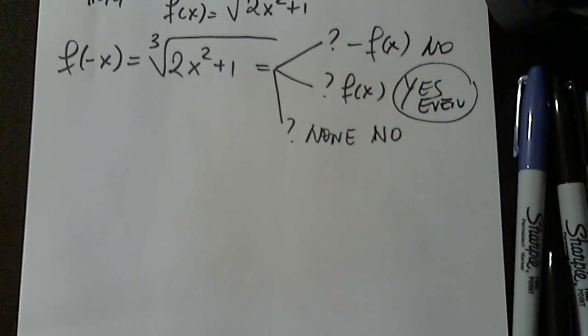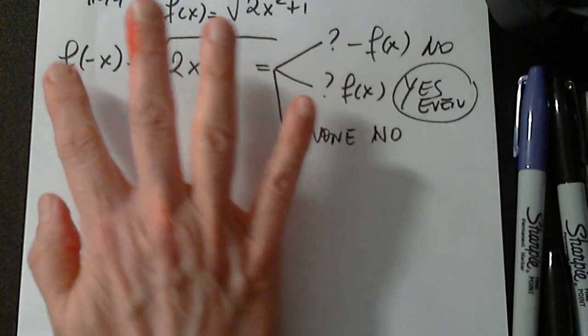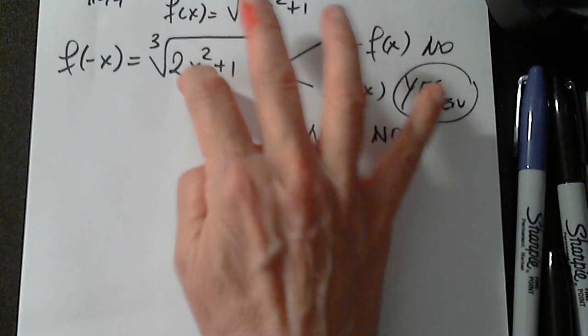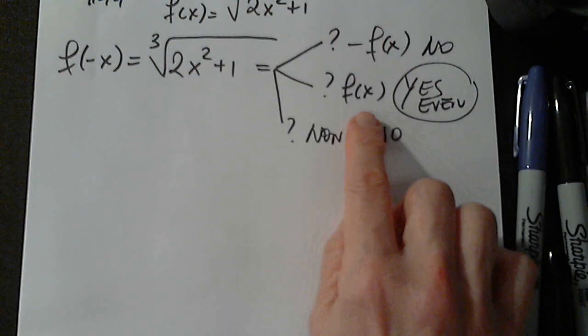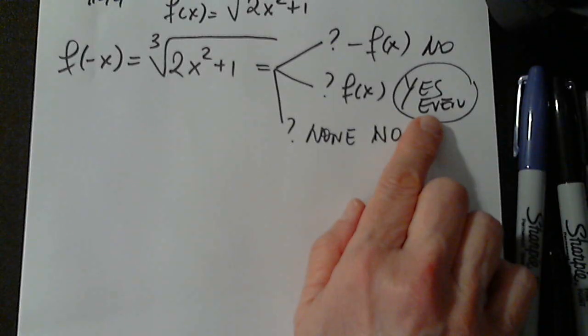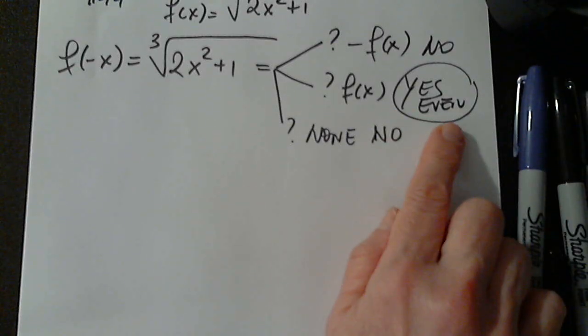Because it's identical, nothing changed. I plugged in negative x and nothing changed. It's still the same function. And that happens because the function is symmetric with respect to the y-axis. So the function is even. Awesome.